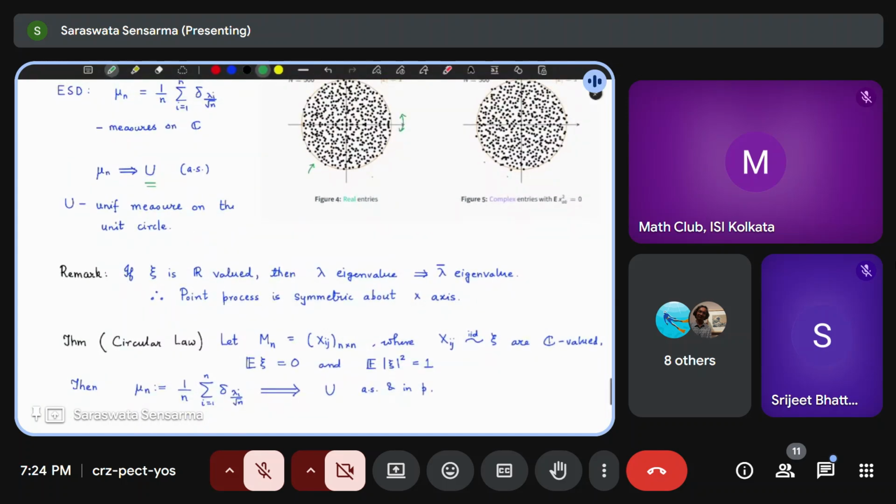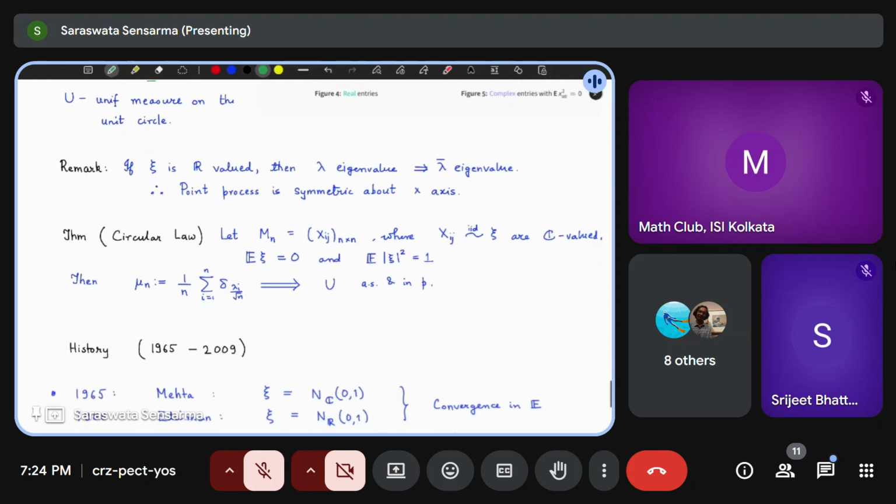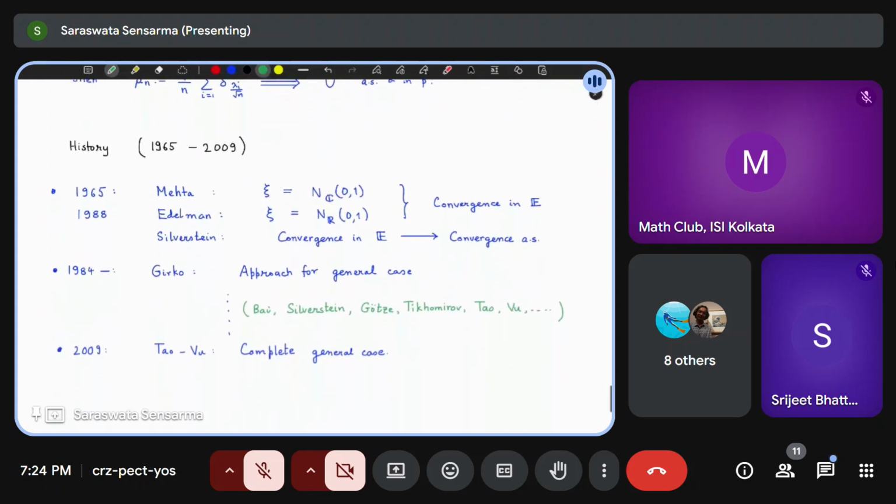This was conjectured way back when, and the circular law is precisely that: the spectral density is converging to the uniform distribution almost surely and in probability. And all of them are IID xi with mean 0, variance 1. I mean, this law has such a long history.